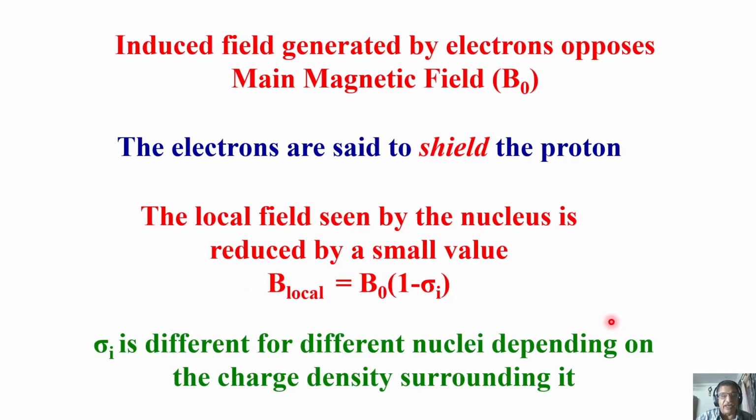It is different for different nuclei depending upon the charge density surrounding the nucleus. Please remember, sigma is not the same. In the example of the molecule you took, the sigma will be different for the CH group, different for the NH2 group, and different for the CH3 group. As a consequence, the local fields for different groups are different. Though you have one molecule, you have different functional groups. As a consequence, each functional group has a separate local field. That is because they have different sigma values.